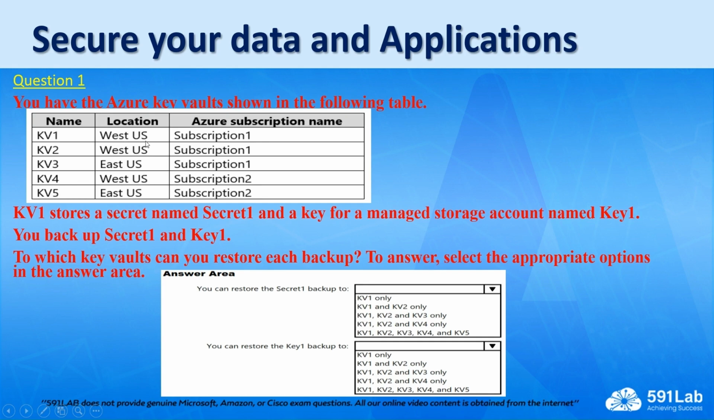So here is West US, that's a region within US geography, and East US is also a region within the US geography. So the backup can happen on KV2, KV3, and KV1. So you can restore the secret 1 backup to, answers here, KV1, KV2, and KV3 only. That is the answer. So where you see KV4 and KV5, it disqualifies the answer. So automatically you disqualify some of the answers here.